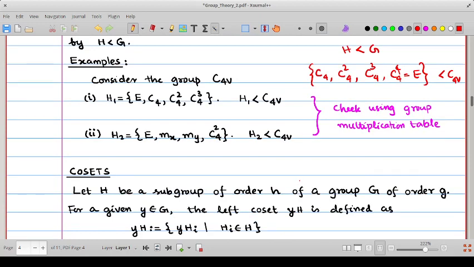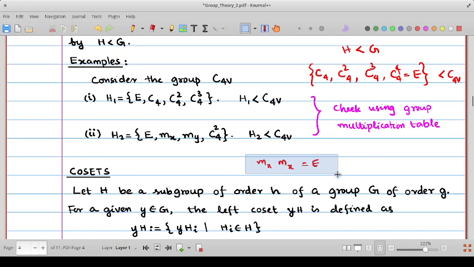Now we can also consider another subgroup, the elements E, mx, my, and C4 square, which is also a subgroup, because as we can see, E times mx is equal to mx, then mx times mx is E, and my times my is also E, and C4 square times C4 square is also E, and from the group multiplication table all these operations under the composition become one of the elements of H2 itself.